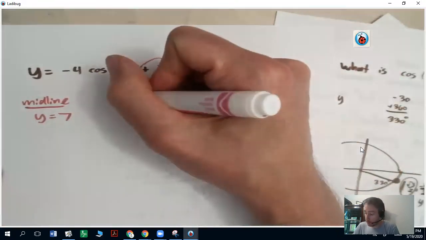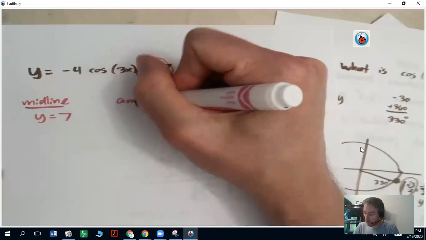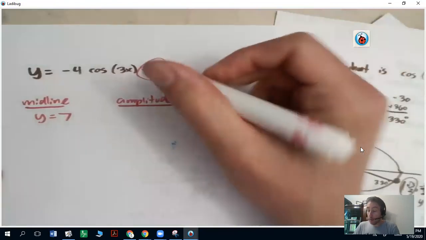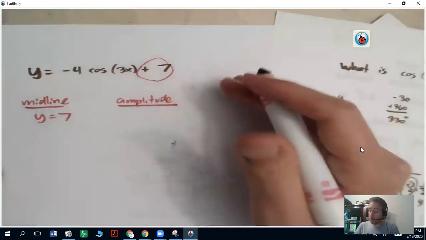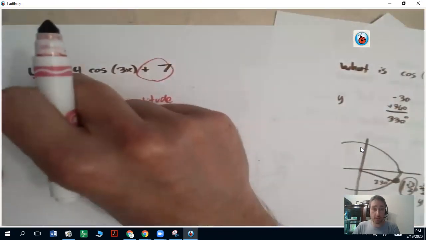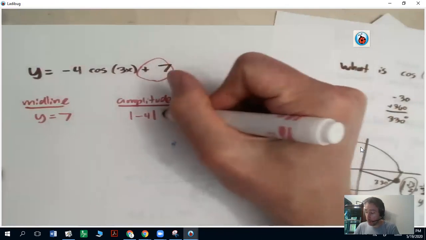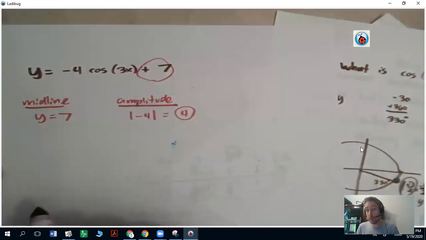The amplitude, that's always a positive number. So if your leading number is negative, just take the absolute value of that number and your amplitude would be 4.